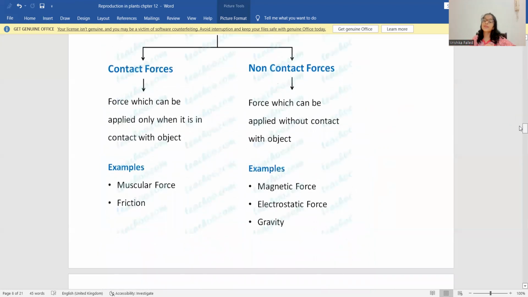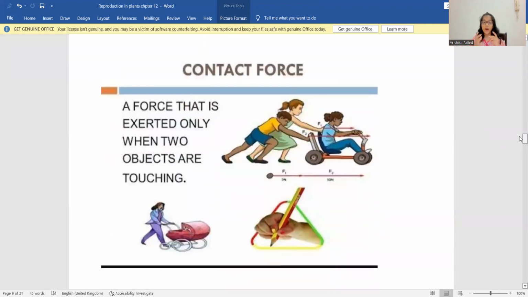Now let us learn the different types of forces. There are two types of forces based on the interaction of objects. They are contact forces and non-contact forces. First, let us understand what is contact force. A force that is exerted only when two objects are touching each other is known as contact force. For example, when we write with a pen on paper, the paper and the pen come in contact. Thus, this is an example of contact force.